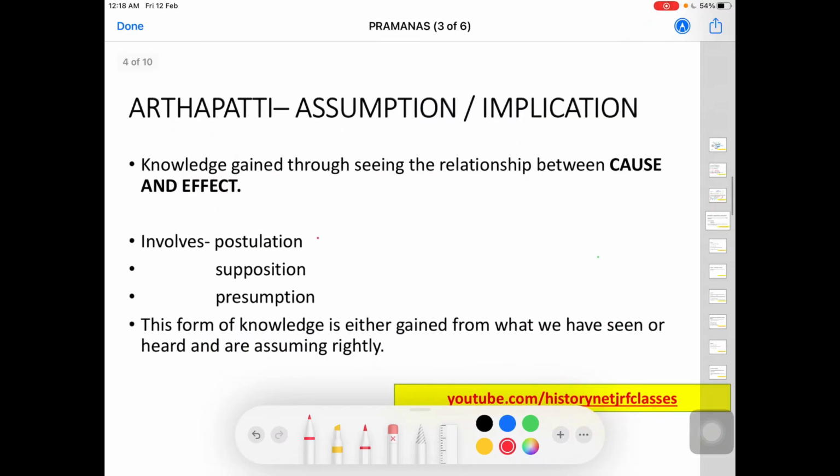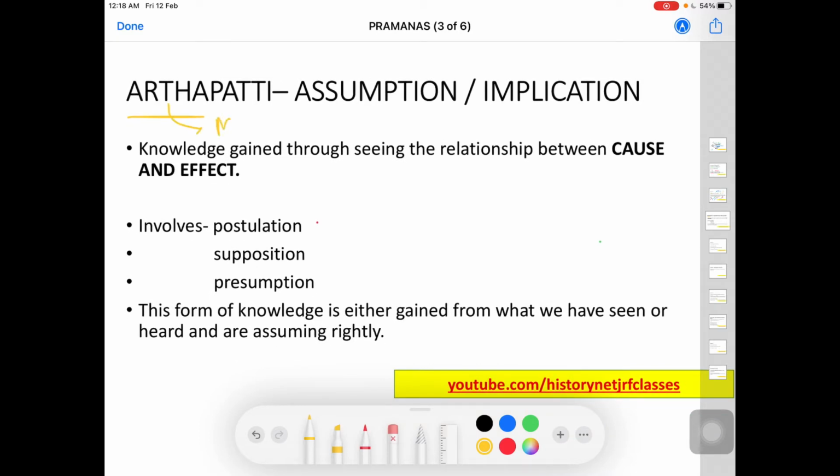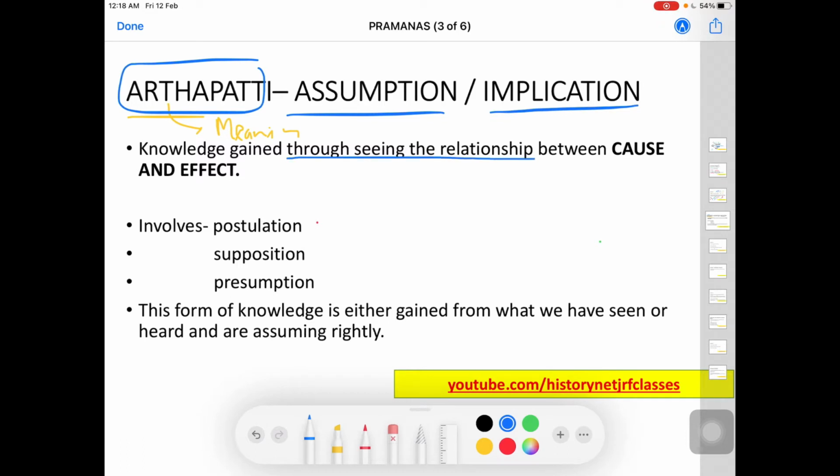Next is Arthapatti. In English, Arth means meaning. The English term for this Arthapatti is assumption or implication, that you assume something and then you imply that. That is knowledge gained through seeing the relationship between cause and effect. This is very important, that this will have two elements. One will be the causal agent and the other will be the affected agent.